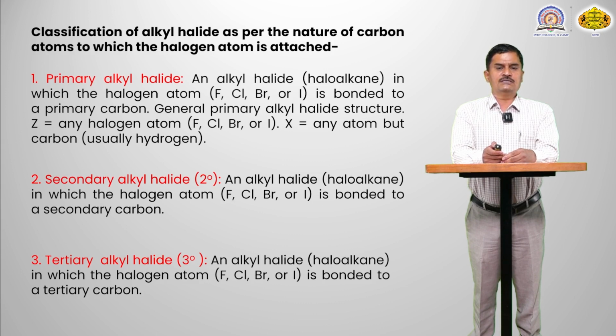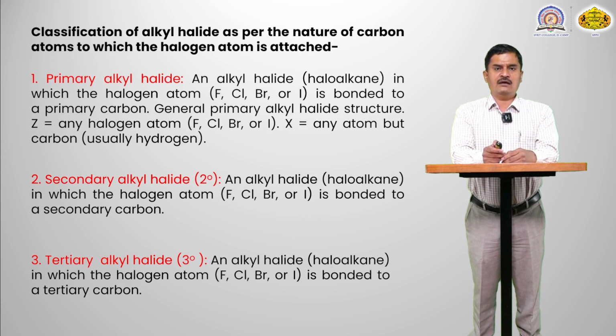Primary alkyl halides means an alkyl halide in which the halogen atom, chlorine, fluorine, bromine or iodine, is bonded to a primary carbon atom. A primary carbon atom is a carbon attached to only one other carbon atom. So if that carbon is attached to a halogen, it is known as a primary alkyl halide. If the halogen is attached to a secondary carbon atom, it is a secondary alkyl halide. If the halogen is attached to a tertiary carbon atom, it is a tertiary alkyl halide.